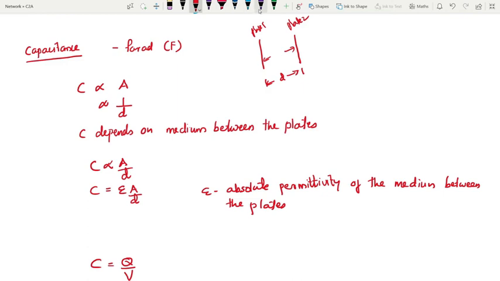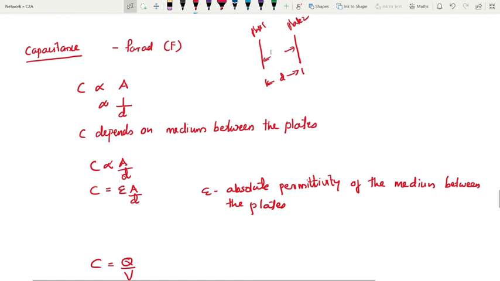The capacitance of a capacitor is directly proportional to the area of the plates. It is inversely proportional to the distance between plates, and it also depends on the medium between plates. So capacitance C is directly proportional to A by d, which is equal to epsilon A divided by d, where epsilon is the absolute permittivity of the medium between plates, that is the permittivity of this dielectric medium.